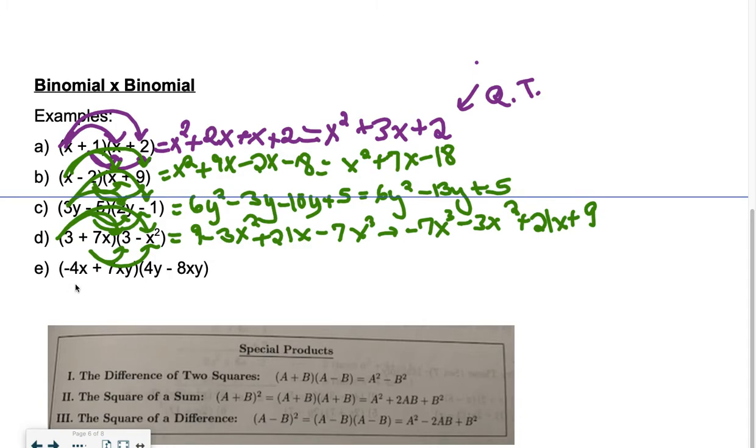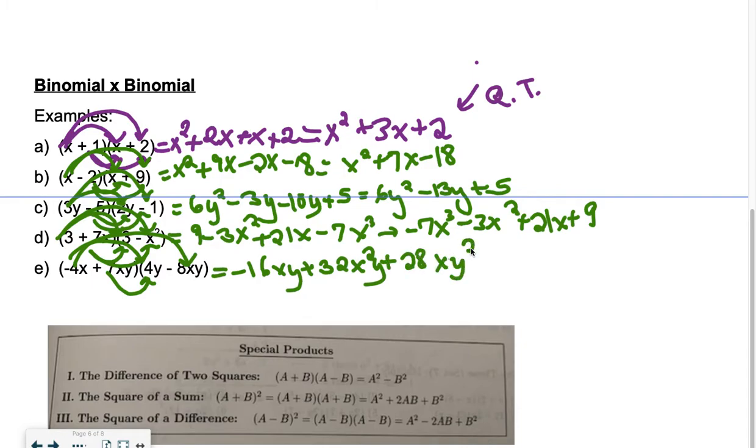And finally the last one, so negative 4x times 4y is going to be negative 16xy. Negative 4x times negative 8xy is going to be positive 32x squared y. Positive 7xy times 4y is plus 28xy squared. And 7xy times negative 8xy is going to be negative 56x squared y squared. There are no like terms, so you can leave your answer as such.